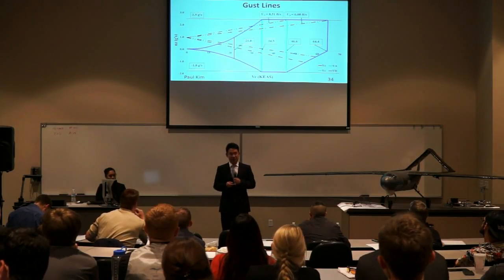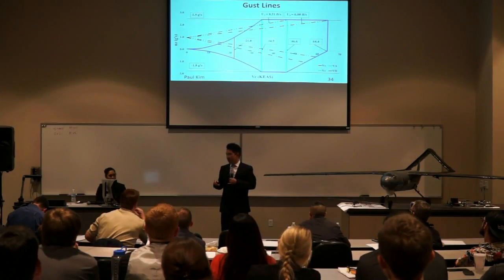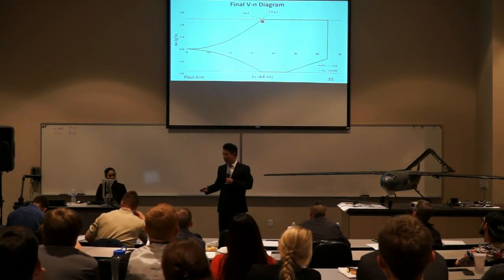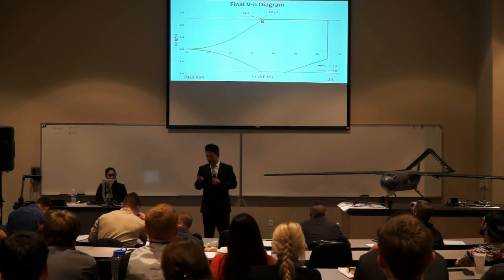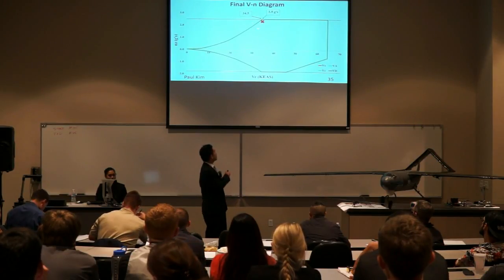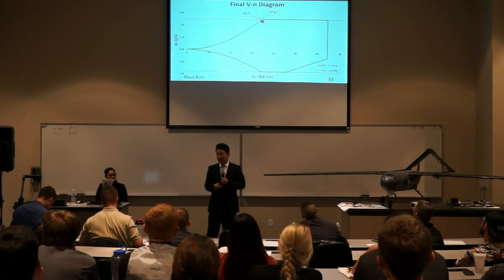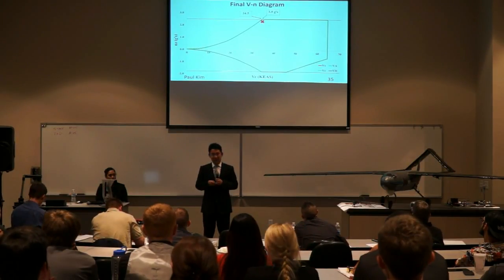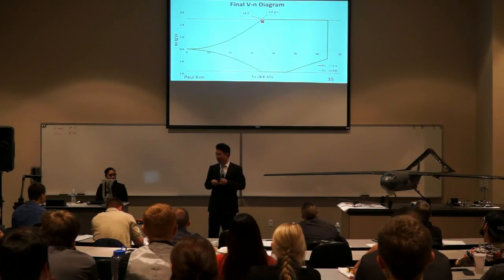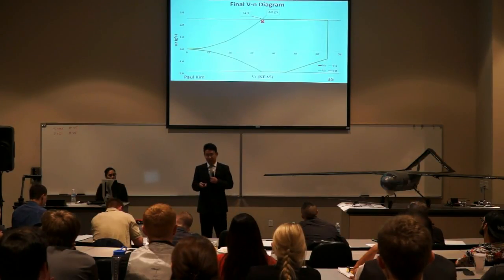And in order to create the final VN diagram, this was adjusted for the gust lines, and this is the final VN diagram, and it was simplified to reduce clutter. And the critical condition was chosen at this top left for high agility in turns. And this was at corner velocity of 34.5 knots equivalent airspeed and 2.5 Gs.